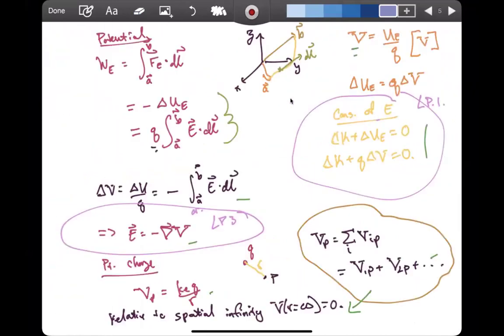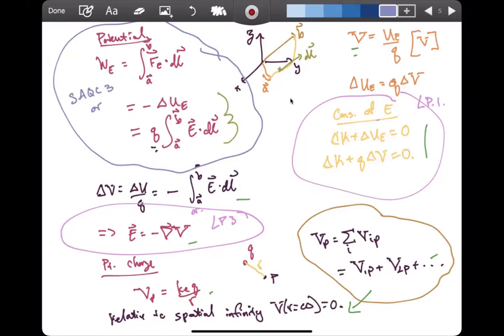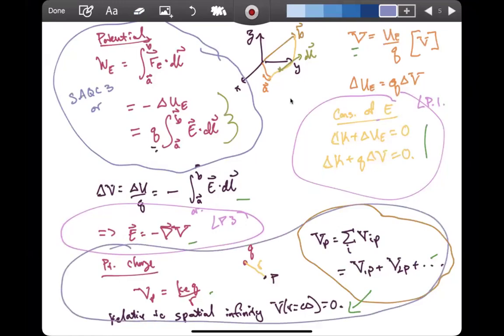And then the last one I would look at would probably be either this guy. So basically finding work from a non-constant force, because if it was just a constant force, that'd be too easy. So I would say either this one, short answer quick calculation number 3, or something to do with point charges, maybe superposition of point charges. So I'd expect one of those two. That would basically be it.